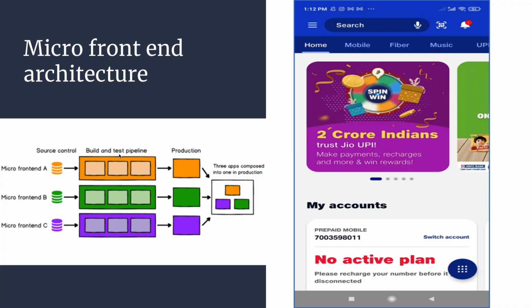Because, for example, if I have all this in one application and I change something, the testing and the effort for this particular change will affect your whole application. I'll give an example: the My Jio app, where you see home, mobile, fiber, music, UPI. They have a number of tabs. But if you remember, these are all individual apps.